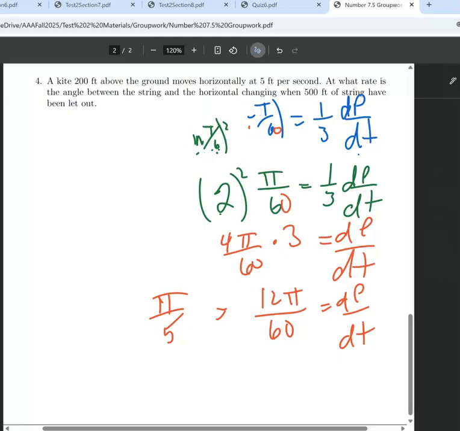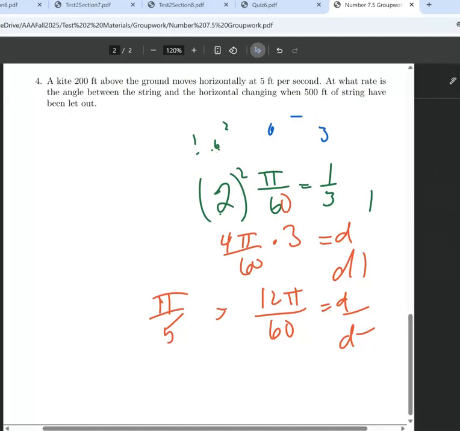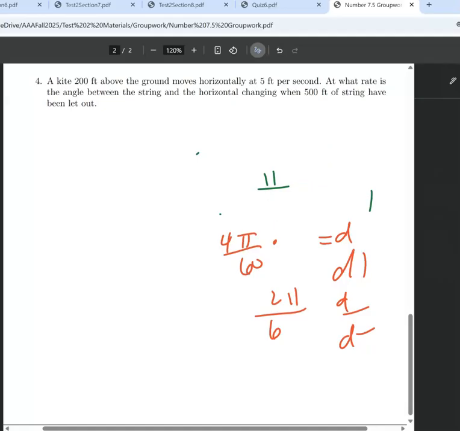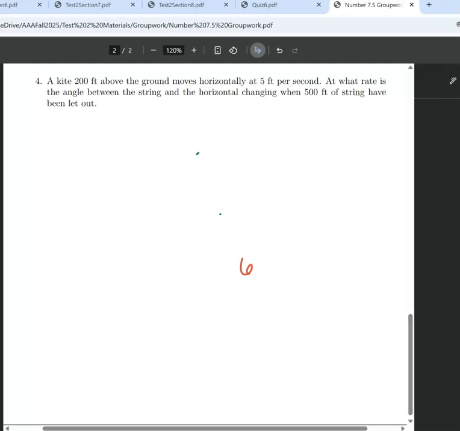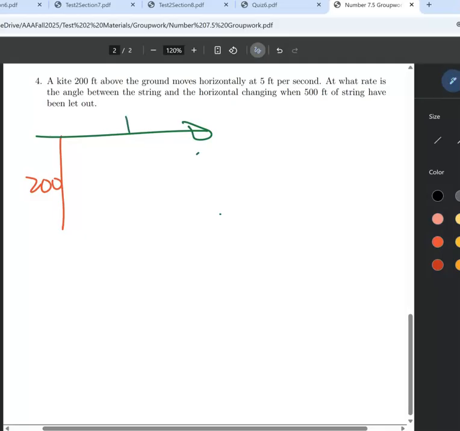So again, I've got this kite, just like the plane, flying completely horizontally. Beautiful math world. And it's 200 feet above the ground. So that's our nice fixed number. So we are always going to be given a nice fixed number. So there's my 200. And then my kite's flying like this. There's my kite. And they say it's flying at that rate. So dk over dt is 5.